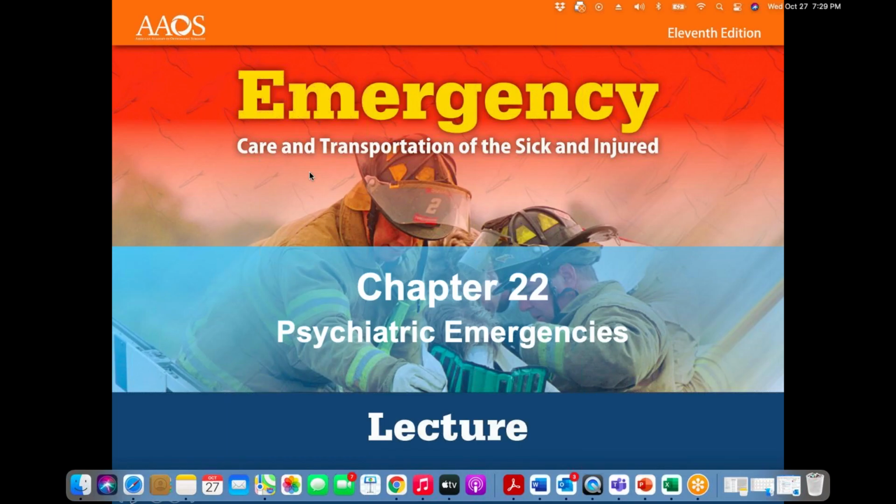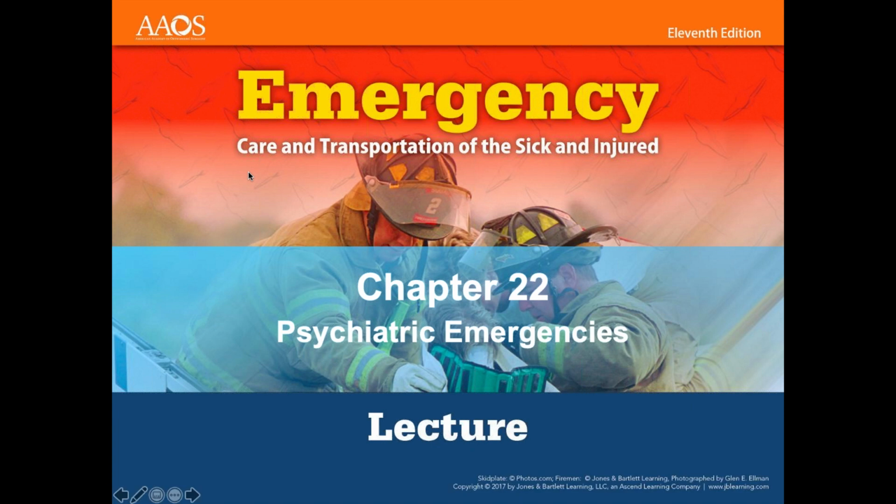All right, so let's talk about chapter 22, psychiatric emergencies. I think out of what we deal with, between chest pain, abdominal pain, shortness of breath, a lot would be, check the PD for evaluation. A lot of times you go for psychiatric.